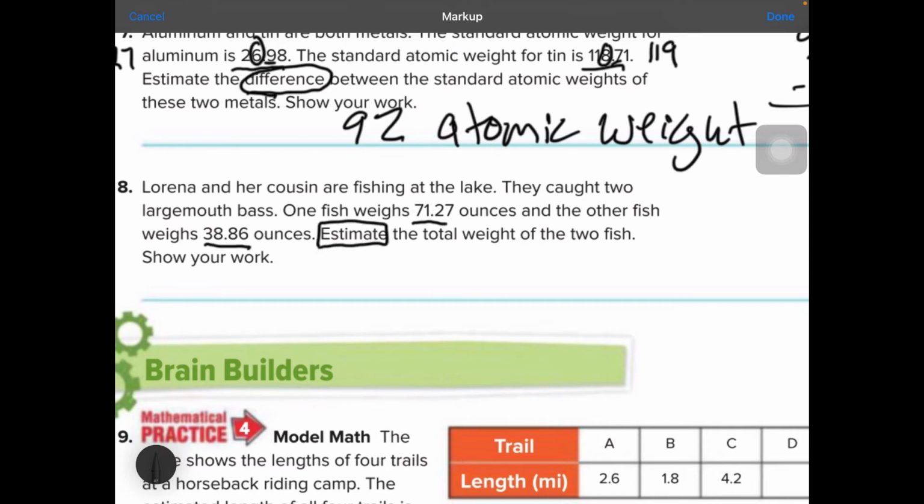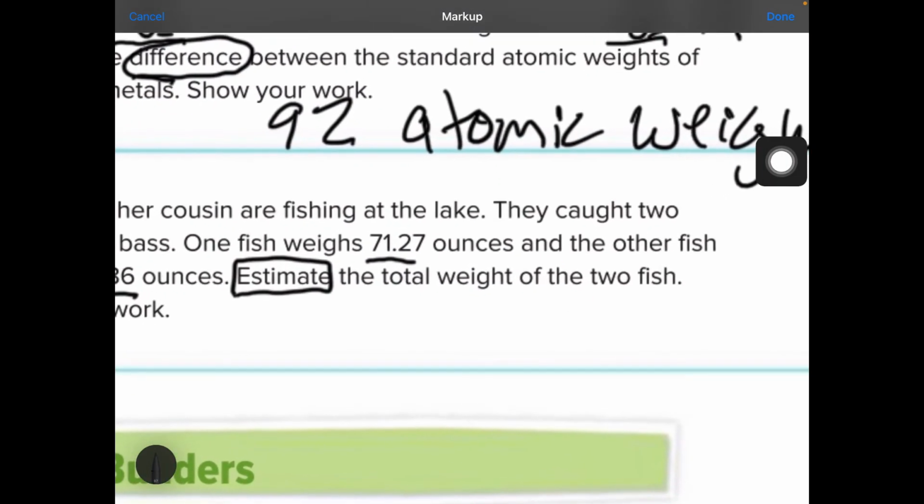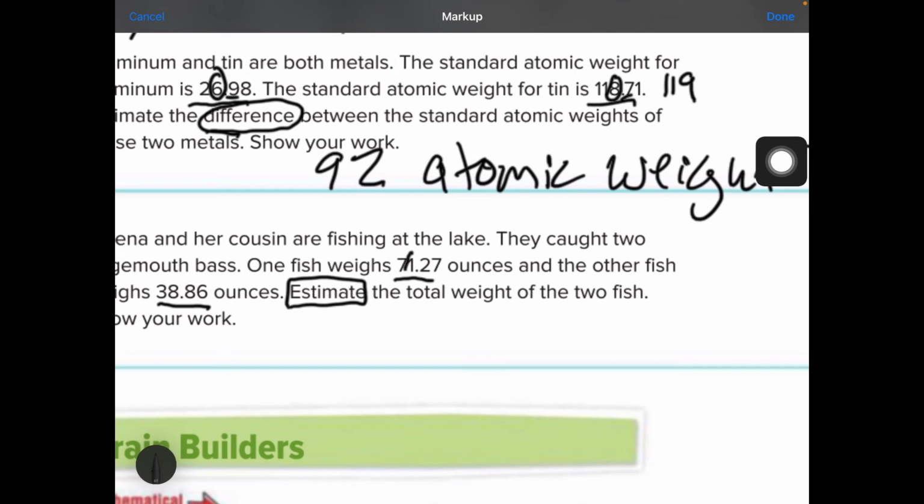And we are estimating. And remember, the original instruction said, estimate to the nearest 1. So we're going to circle the ones category. And that 2 is going to keep that 1 right where it's going to be. So 71. And then estimate this 1 place value. But that 8 is going to bump it up to 39. So there I have 71 plus 39. 9 plus 1 is 10. 7, 8, 9, 10, 11.